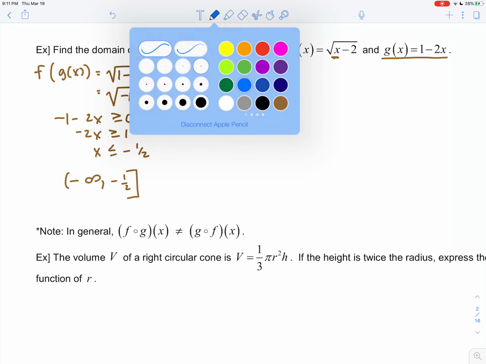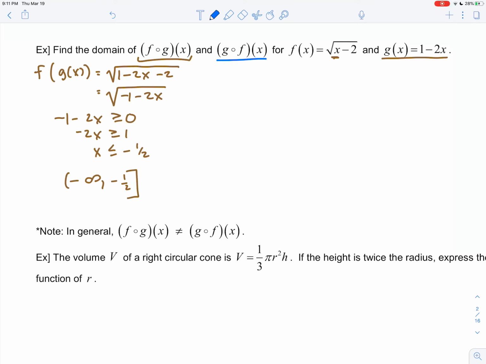So now let's try the other one, g of f of x. For this one, the inside function is f of x. F of x is a square root function. It has a restricted domain. In other words, x minus 2 must be greater than or equal to 0. Add 2 to both sides. x is greater than or equal to 2.